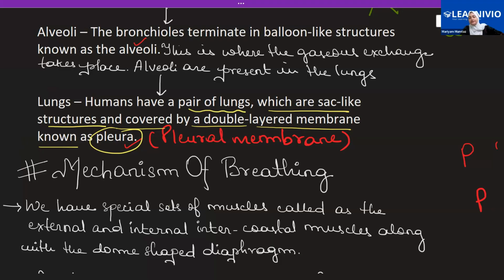Okay. The whole entire mechanism of our breathing is dependent upon the inverse proportionality between pressure and volume. If I say that the pressure and volume are inversely proportional, then what would it mean? Tell me.